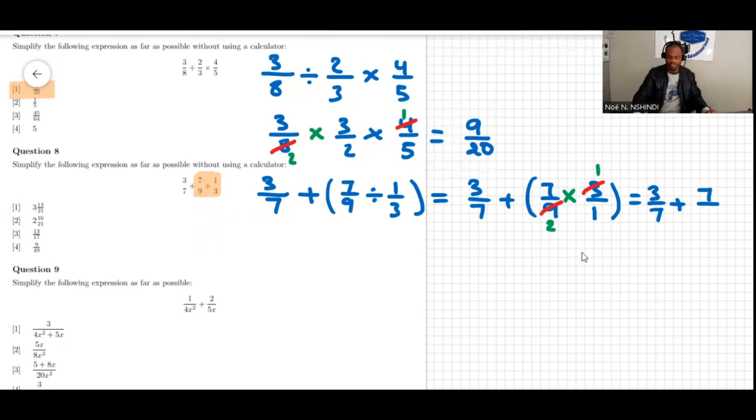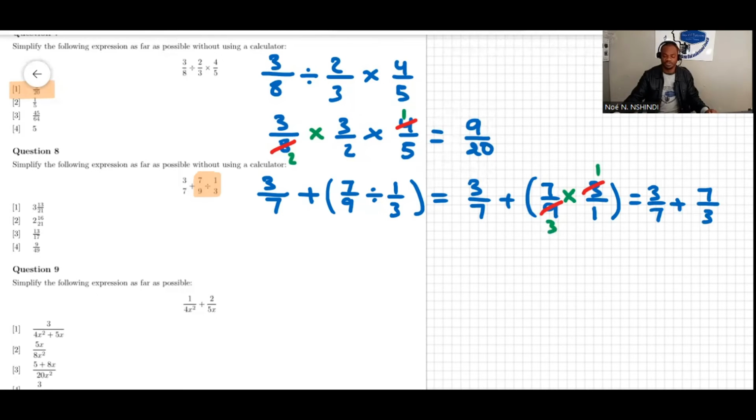Over here, I said 2, I meant to say 3. 3 gets into 9 3 times. So it's going to be plus 3 times 1. You don't cross-multiply a fraction. We multiply them horizontally. We multiply the numerator and we multiply the denominator. 7 times 1 is 7, and then 3 times 1 is 3. So we have 7 over 3 plus 3 over 7.